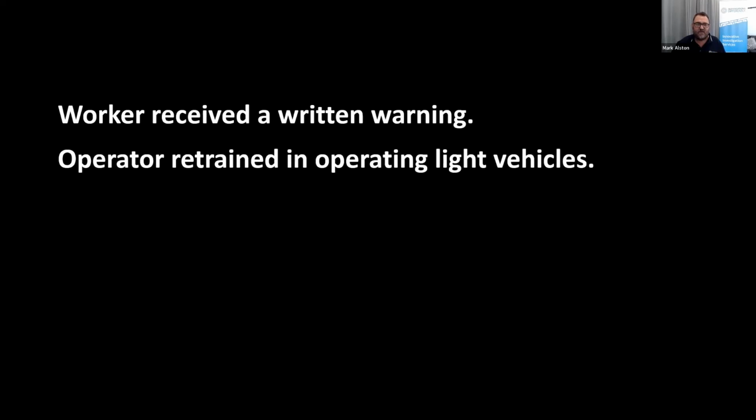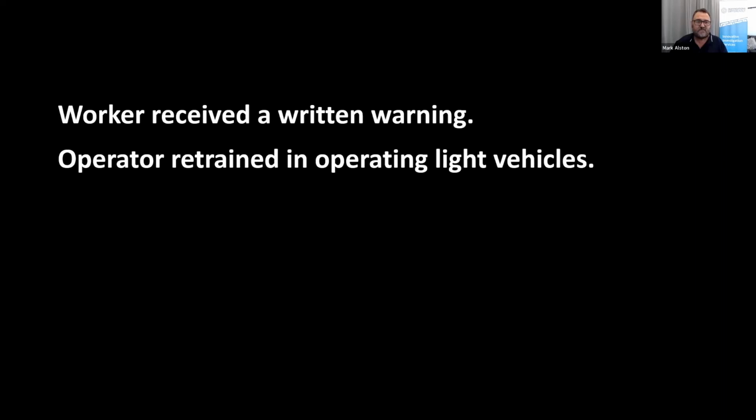Worker received a written warning and they were retrained in operating a light vehicle. All right. That was it. Those sound familiar? I've seen it countless times. And look, to be quite honest, a number of years ago, that's where I was at. I thought that was doing a good job. And now I know it's not. And most of you, I assume, know it's not too.